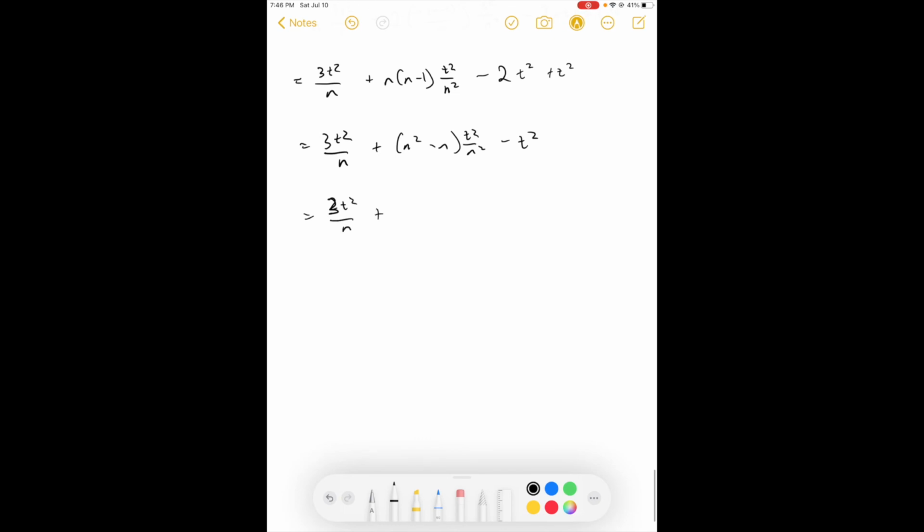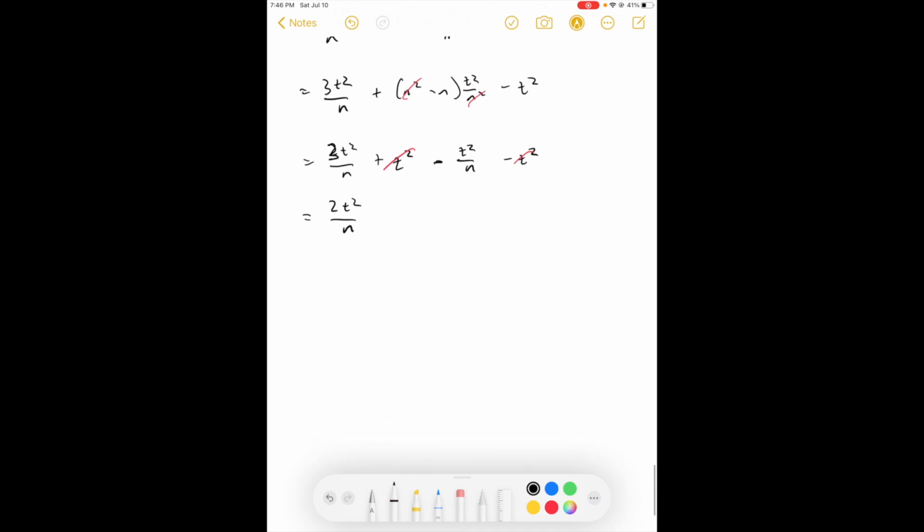3t squared over n plus, when we multiply through, these are going to cancel out. You're going to get plus t squared minus t squared over n, and then minus t squared. Those will go away. And these can actually be combined to be 2t squared over n. Now is when the limit comes in. As n approaches infinity, 2t squared over n is 0.